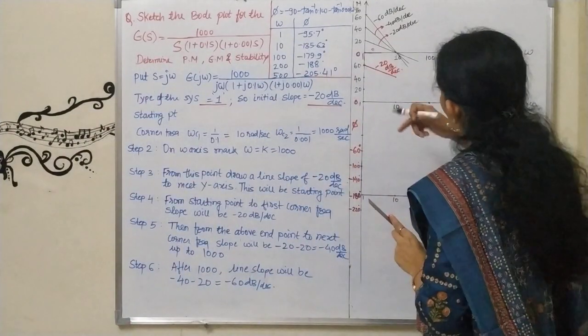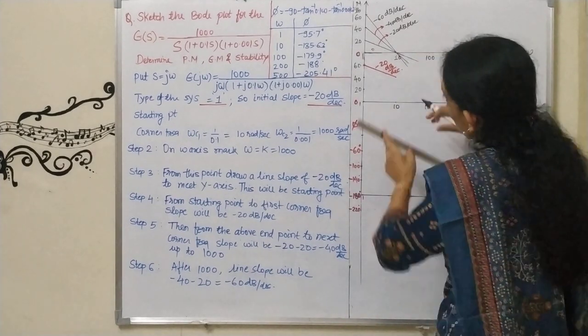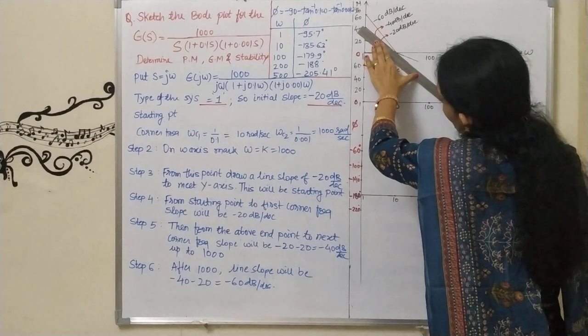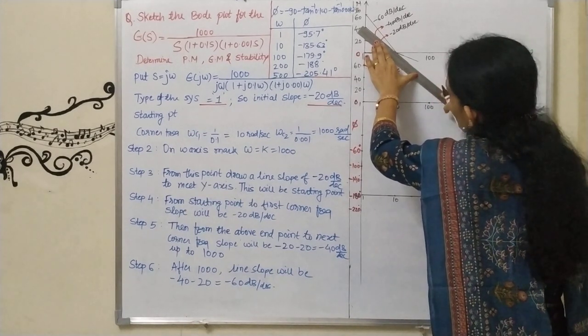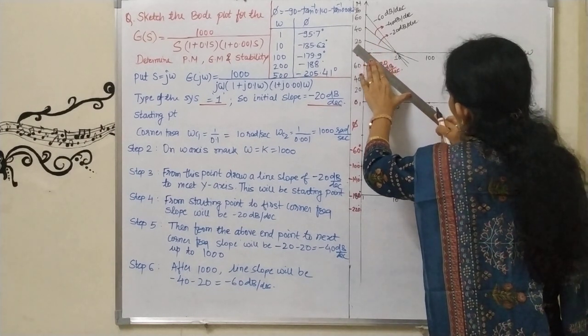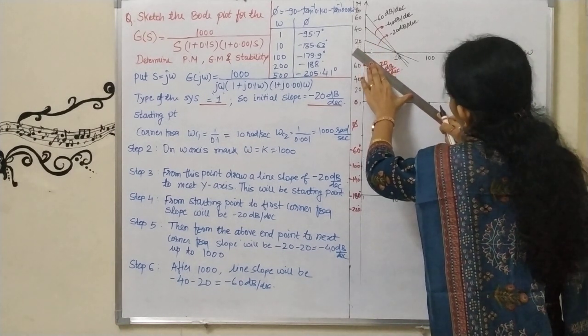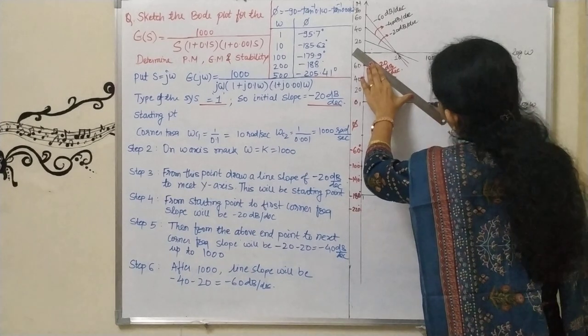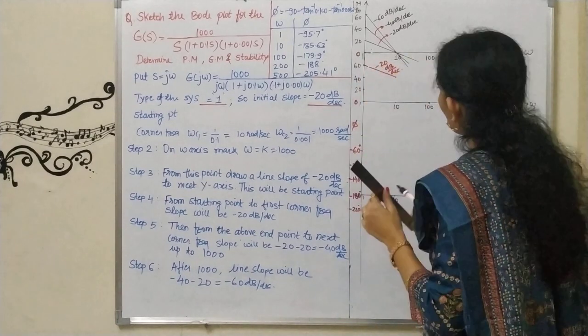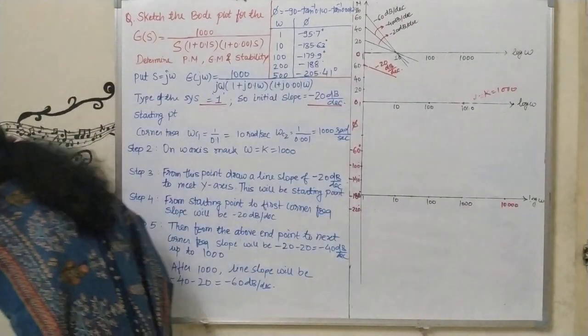So look at how I will draw it. From here I need to take a line of slope minus 40 dB per decade, and draw the line up to the next corner frequency. My next corner frequency is actually 1000. I will just take it here.